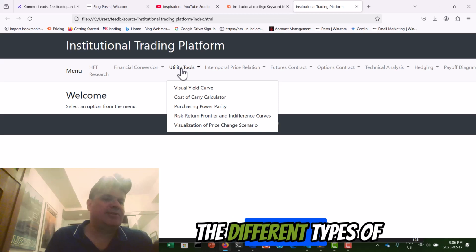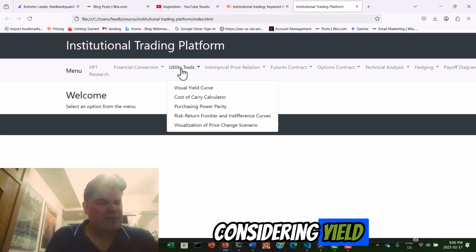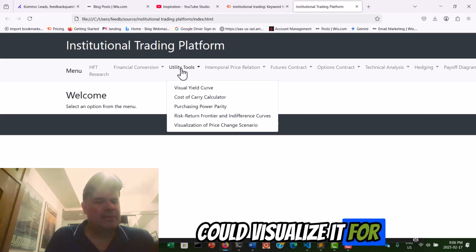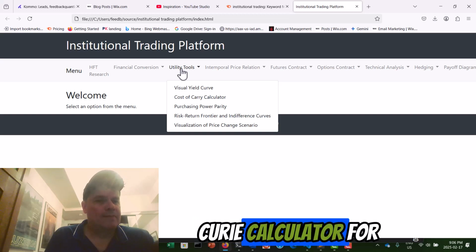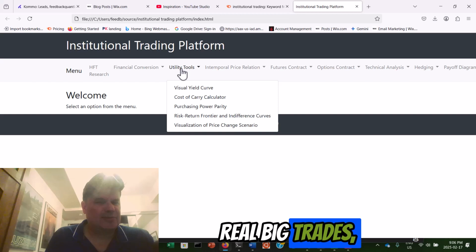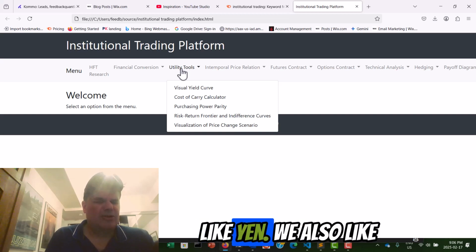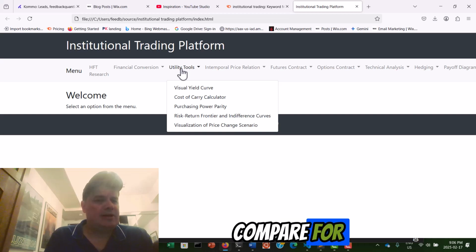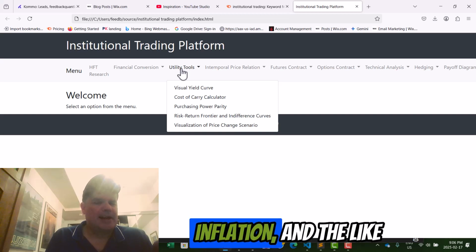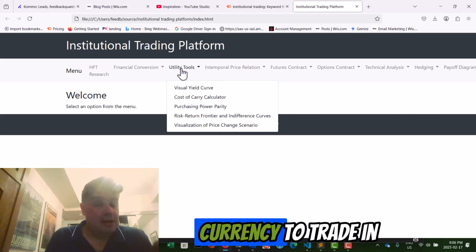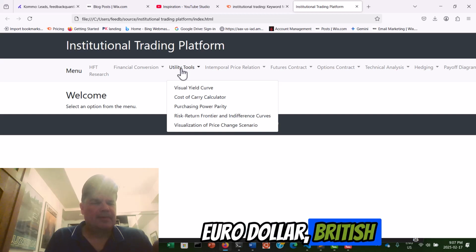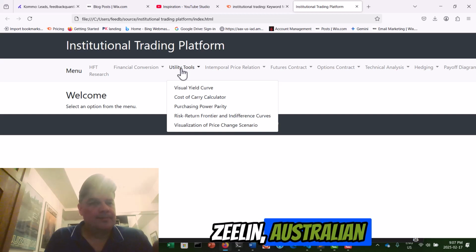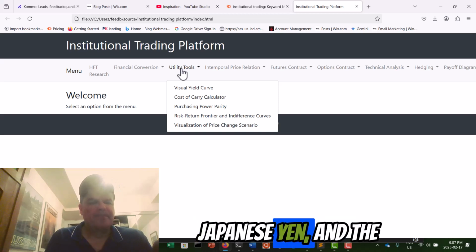So then, of course, we go into the different types of utilities that I'm considering. Yield curve, where you could visualize it for potential recession forecasting, and a cost to carry calculator for real big trades, specifically on things like yen. We also like to measure and compare for different currency purposes, to measure inflation and the like, to know what kind of currency to trade in a futures contract, be it euro, Eurodollar, British pound, New Zealand, Australian dollar, or even Japanese yen and the like.